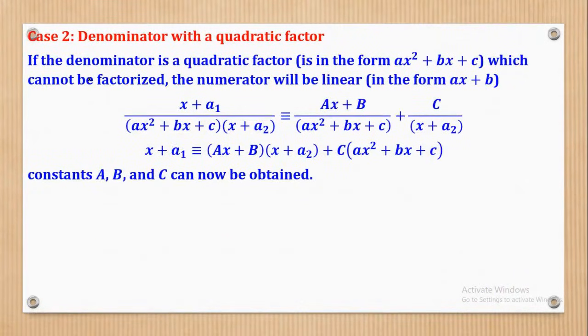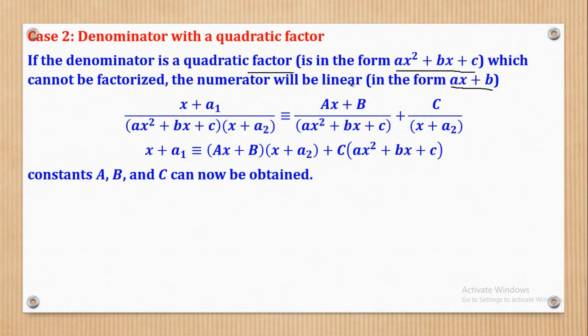So that has been case 1, where the denominator has only linear factors. Now what if there is also a quadratic factor under the denominator? How do you deal with it? If the denominator is a quadratic factor, in the form ax squared plus bx plus c, which cannot be factorized, because some quadratics can be factorized, but in case it cannot be factorized, then the numerator will be in the form ax plus b.